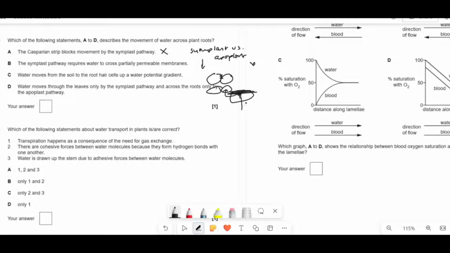No, it doesn't. It's the apoplast pathway, the dead pathway. The symplast pathway requires water to cross partially permeable membranes. That is correct, because they need to go from cell to cell. So that's B. Water moves from the soil to the root up a water potential gradient. No, they don't. They move down a water potential gradient. And then water moves through the leaves only by a symplast pathway and across the roots only by that. Well, that's incorrect as well.